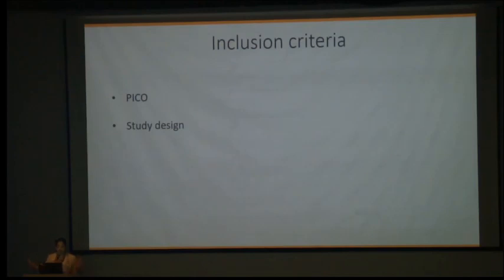And the inclusion criteria for the studies in our systematic review is formed by PICO, so the population, intervention, comparator, outcome, and the study design. So you have to specify what kind of studies you will include. Is it just RCTs? Is it RCTs and cohort studies? Is it RCTs, cohort studies, and case series? So you have to specify that.